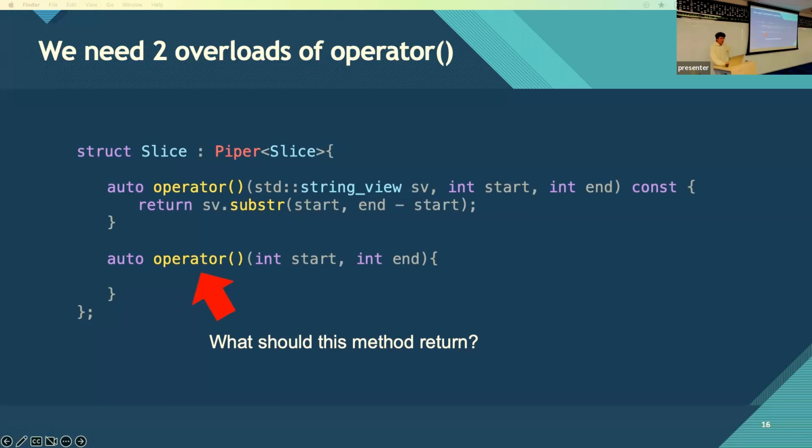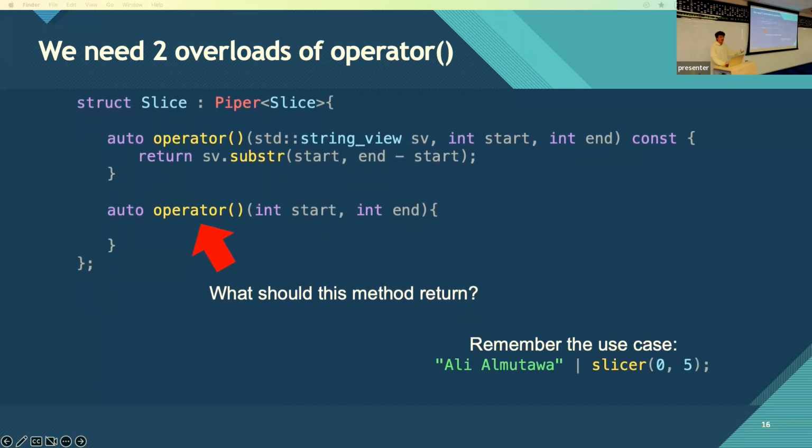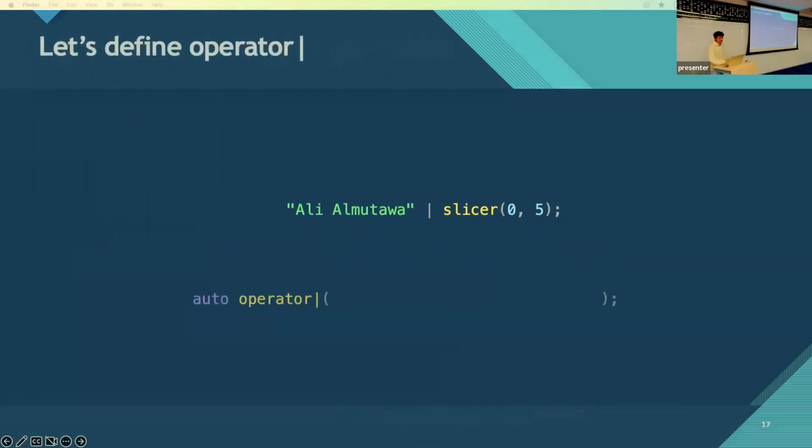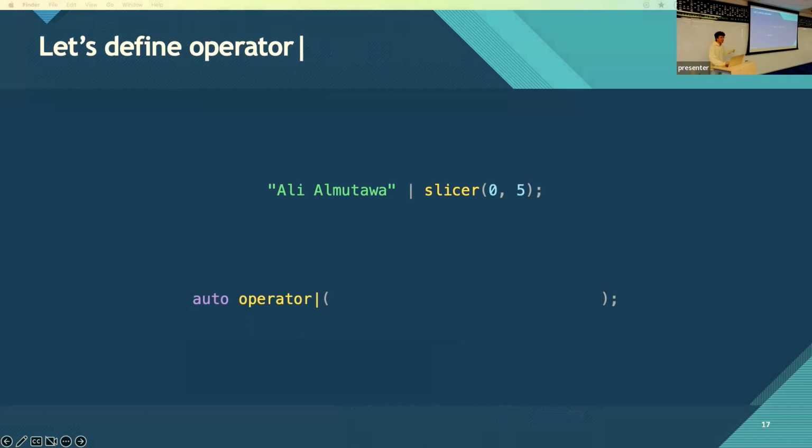And so before we answer this question, let's remember the use case, and let's think about this operator. This operator needs to call the big one, the upper one that you define, right? And so the left side of this operator is this, which I still haven't figured out what it's going to return. But let's try and define the operator pipe. So I know the left side is going to be a string view. It's all good. The right side is going to be something that I'm not sure what it is yet.